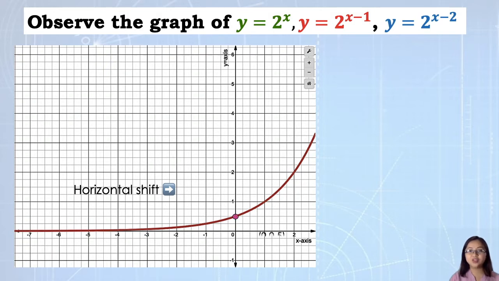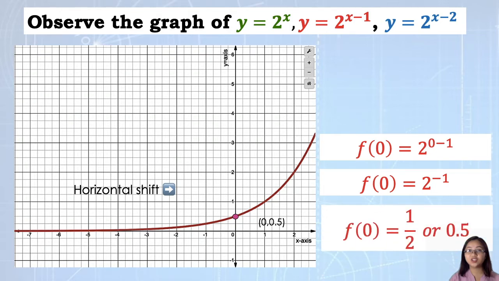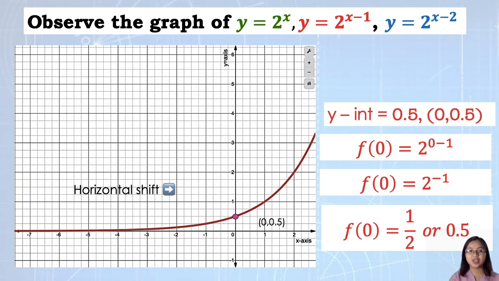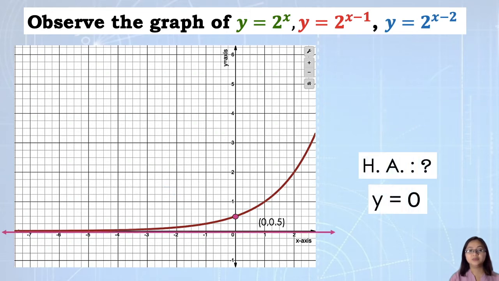So we have this y-intercept, which is 0, 0.5. Because if we find it by substituting 0 to x, we get 2 to the 0 minus 1, and we have 2 to the negative 1, wherein 2 to the negative 1 is just 1 half or 0.5. That's how you get a y-intercept. And for our horizontal asymptote, obviously, it's nearly approaching again, but it would never cross the x-axis. So it is y is equal to 0.